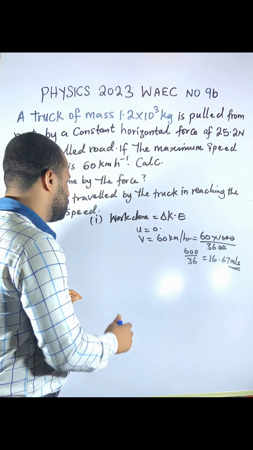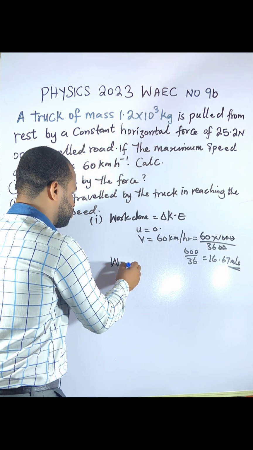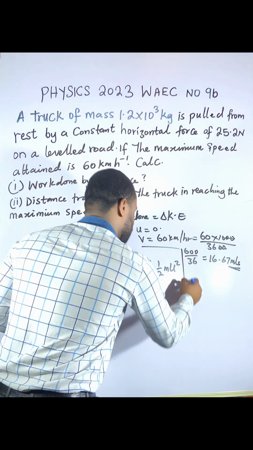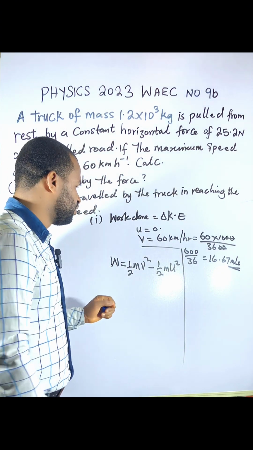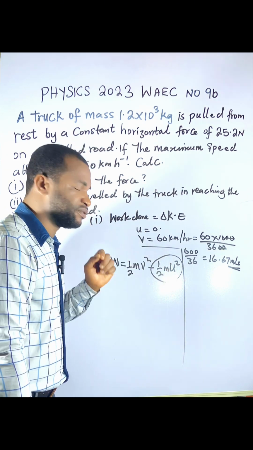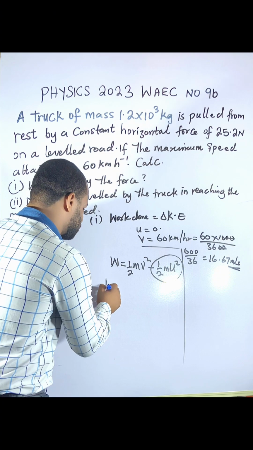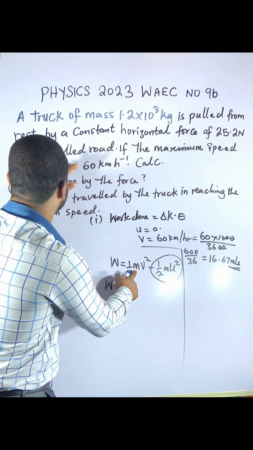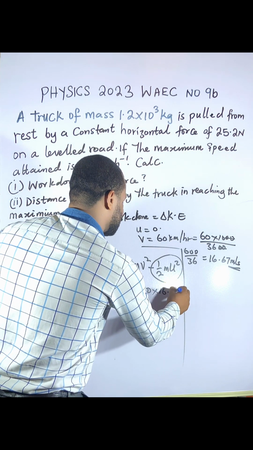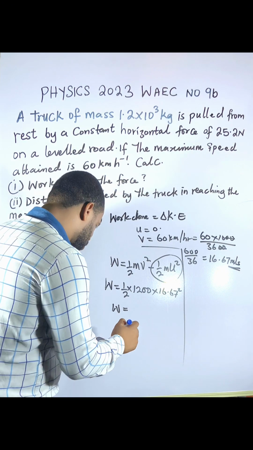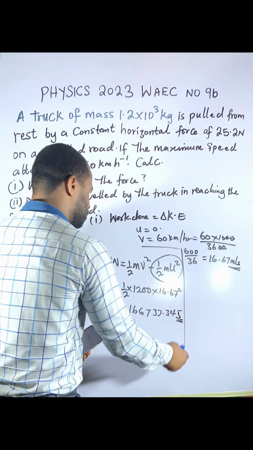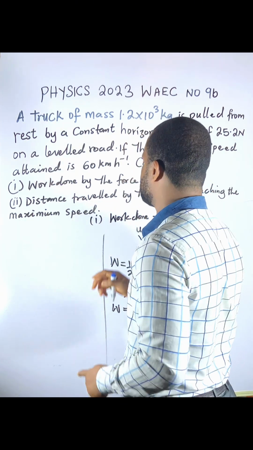Now, how do we apply it here? The change in kinetic energy is going to be, work done is going to be equal to half mv squared minus half mu squared. Remember, u is initial and v is the final. Everything here is going to be 0, because u is 0, multiplied by anything here is going to be 0. So that is out. We are working with this v. Work done is going to be equal to 1/2 times mass, 1200, times v squared, which is 16.67 squared, and work done is equal to 16,673.34 joules.